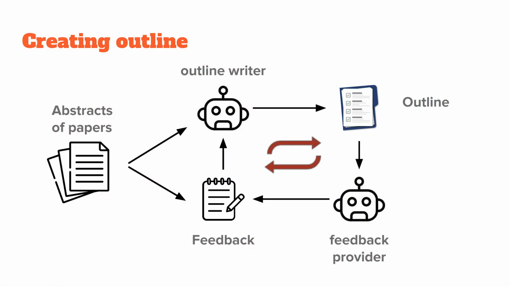We designed the outline construction stage as an iterative process. The outline writing agent will first create an initial outline using the abstracts from the reference papers, while the feedback provider agent will analyze the outline and generate detailed and actionable suggestions for refinement. The outline writer agent will then incorporate this feedback and submit the revised outline back to the feedback provider agent for further review. This process repeats until either a maximum number of conversation turns or a mutual consensus is reached.